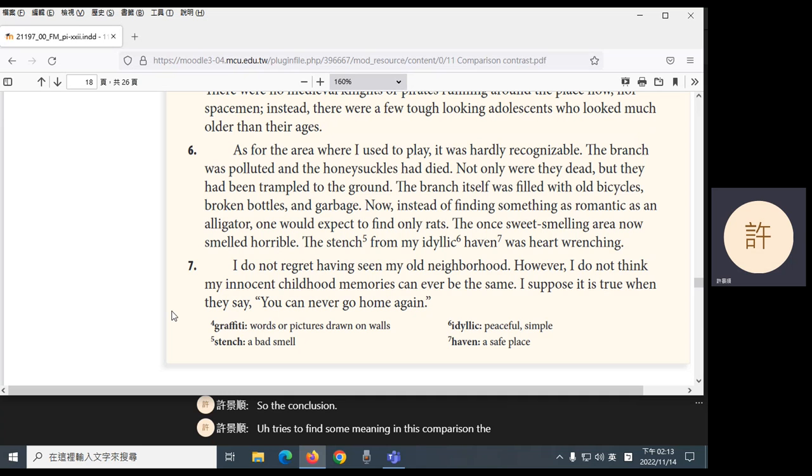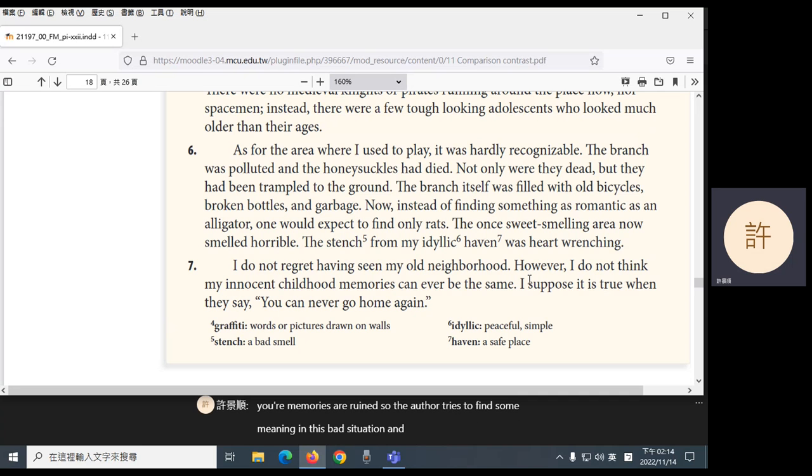The author had beautiful memories of his childhood. But upon returning, everything looks different. Everything looks worse. And the author says that this has disturbed their memories of childhood. So the conclusion, this is not a good situation, right? When your memories are ruined. So the author tries to find some meaning in this bad situation.